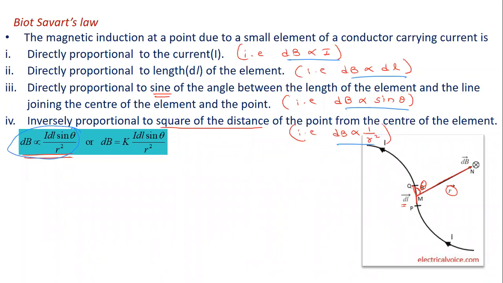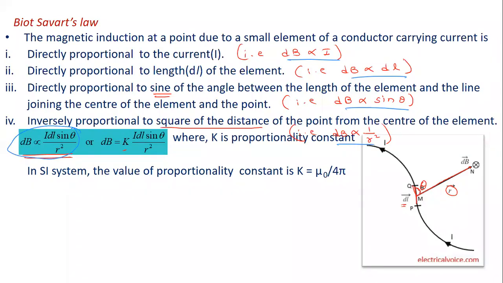Now let me replace this proportionality sign by an equal to sign. Then we have to write a constant. So the constant K you can see on screen. K is the proportionality constant and its value is mu 0 upon 4 pi.